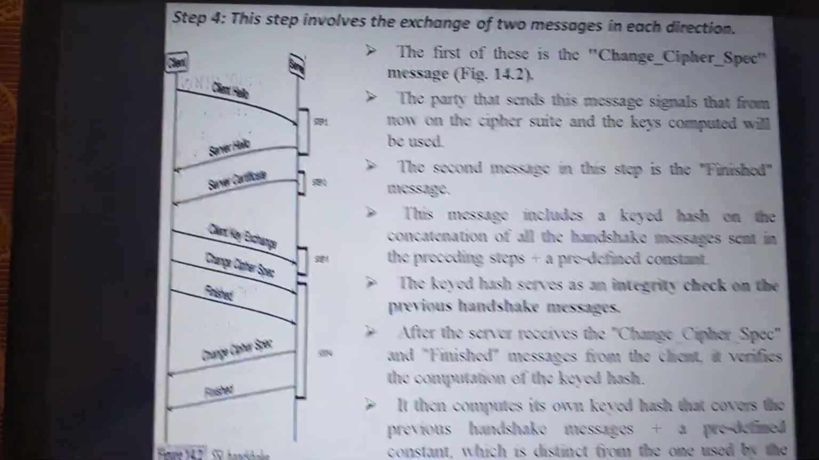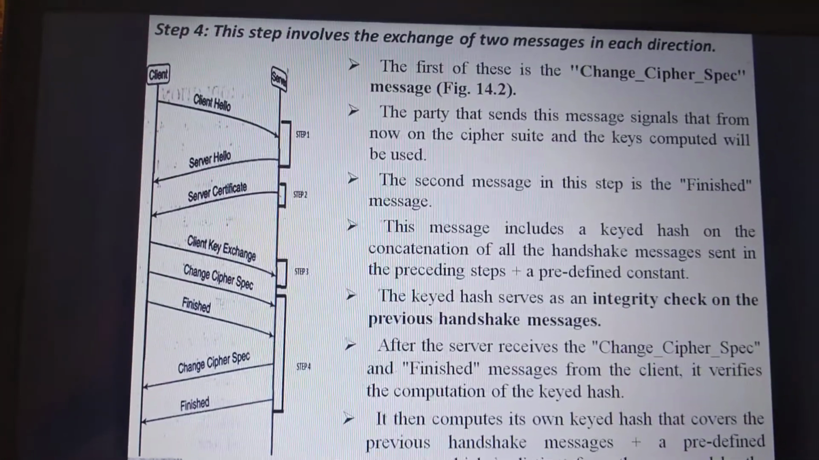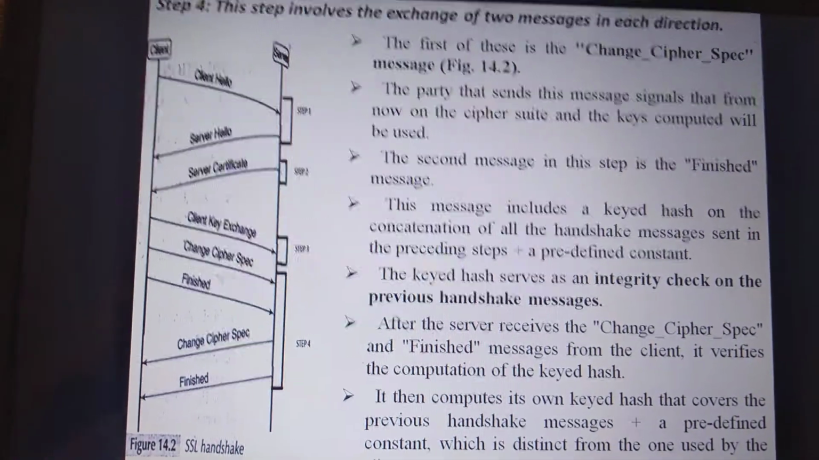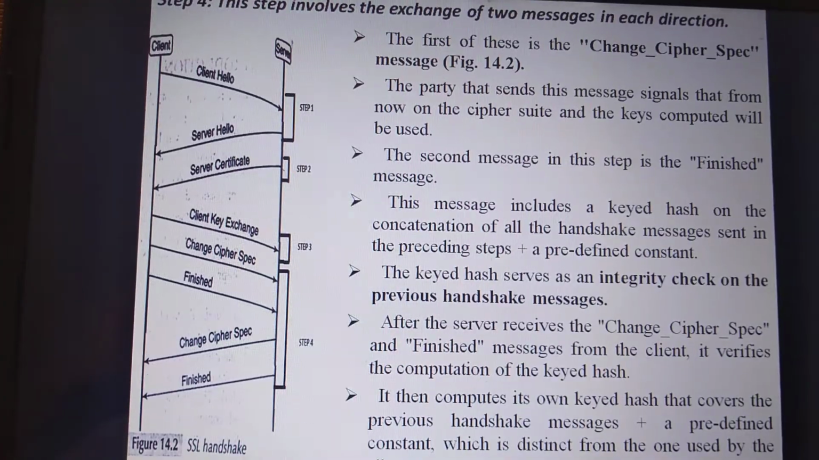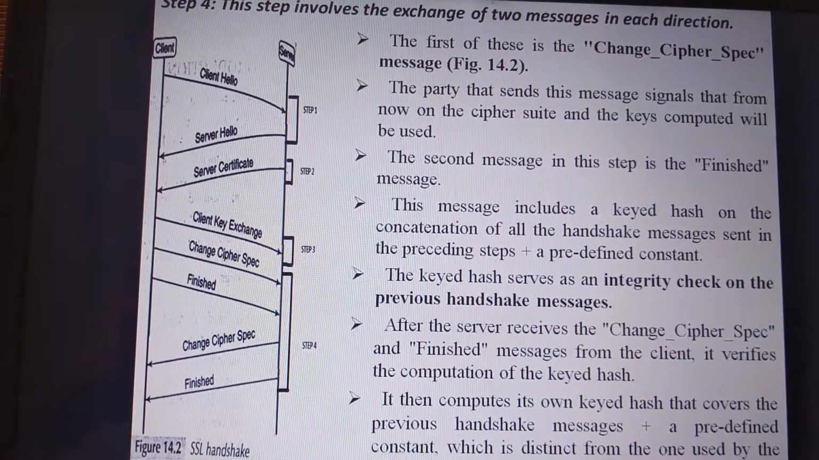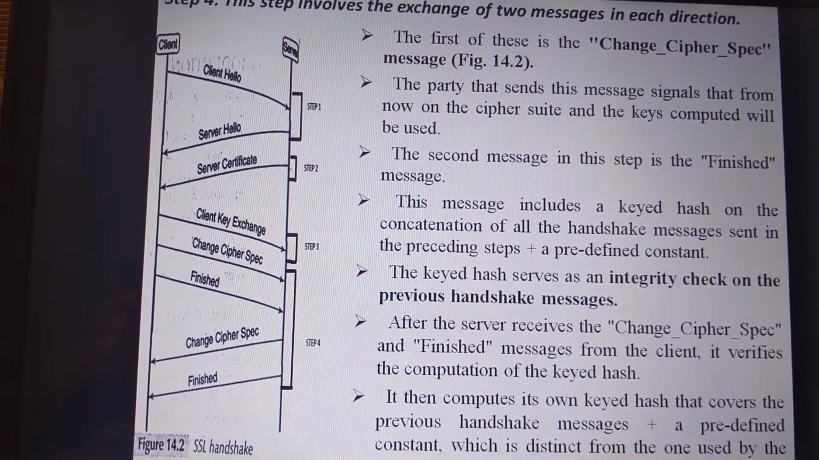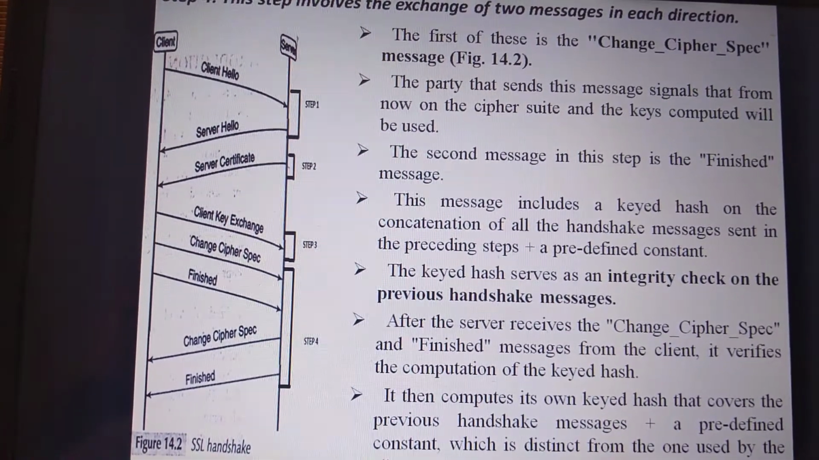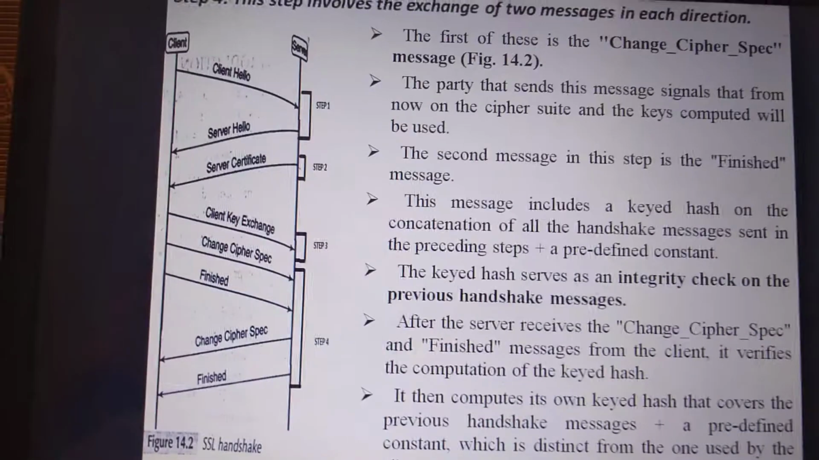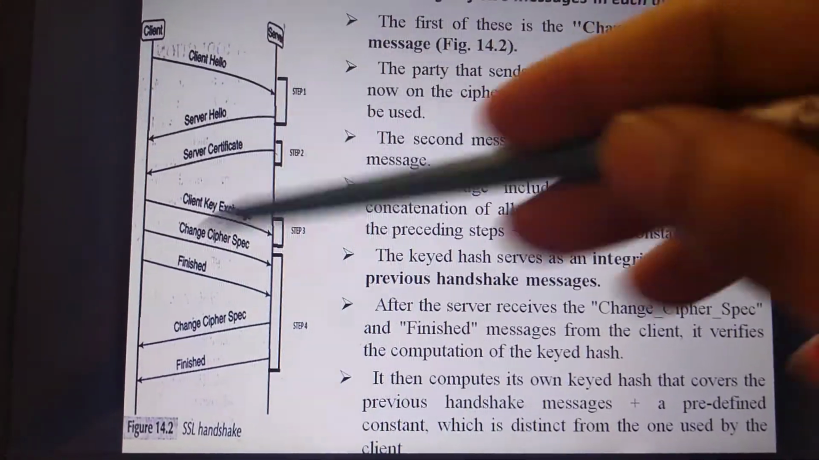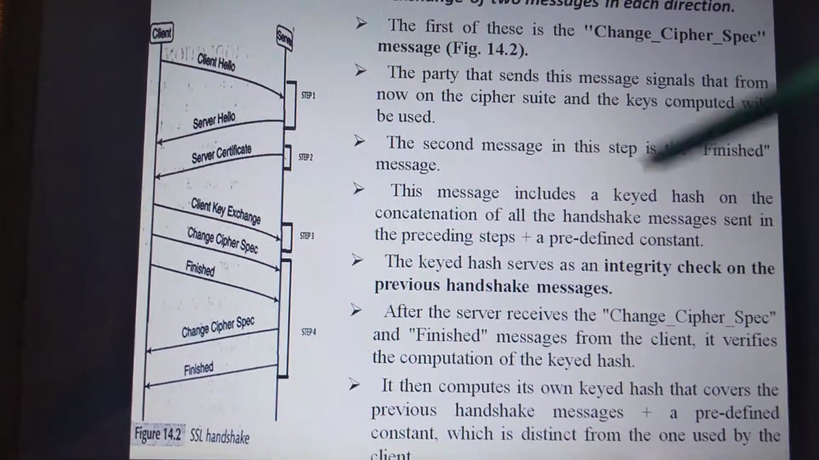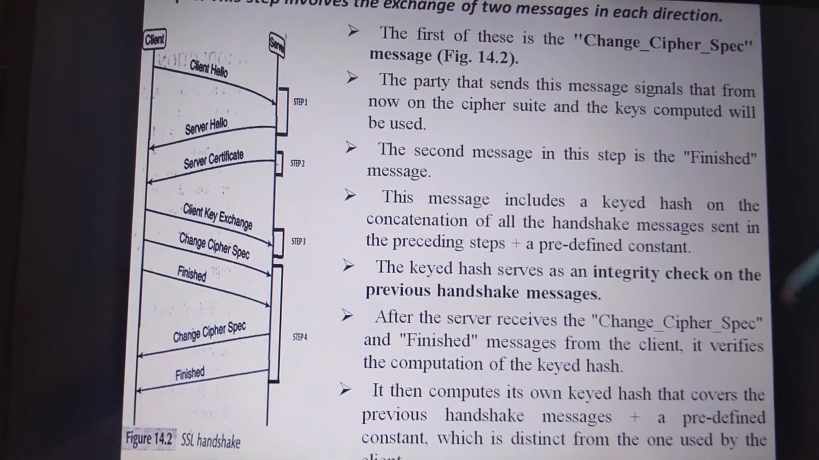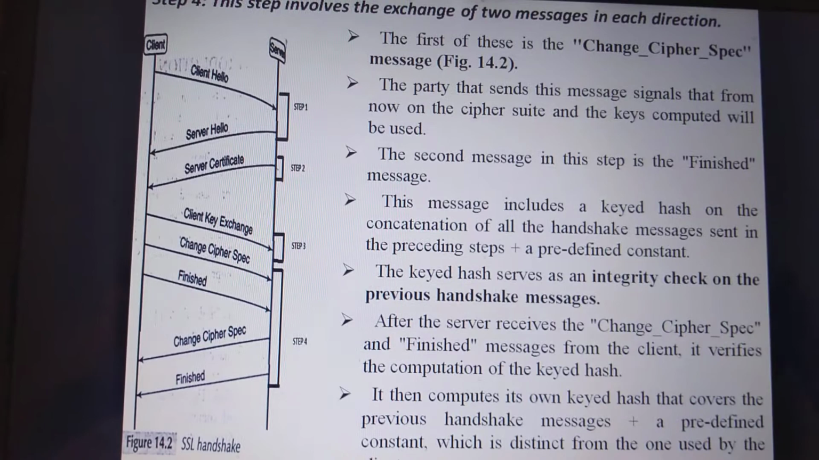The first of these is the change cipher spec message. The party that sends this message signals that from now onwards the cipher suite and the keys computed will be used. The second message in this step is the finished message. This message includes a keyed hash on the concatenation of all the handshake messages sent in the preceding steps plus a predefined constant. The keyed hash serves as an integrity check on the previous handshake messages.